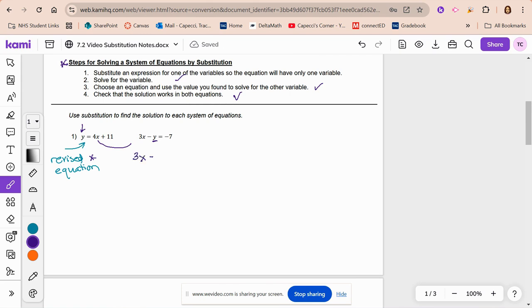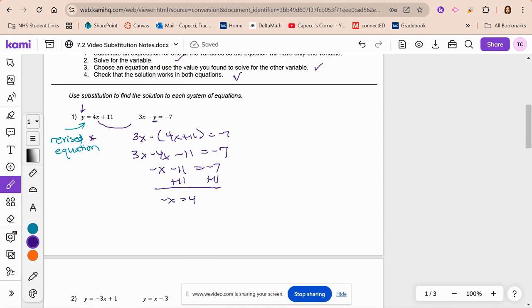So that gives me 3x minus, and this is where I stop, and instead of writing y, I'm going to put 4x plus 11, is equal to negative 7. Now I'm just going to do some algebra. So I have 3x minus 4x minus 11, because we have to distribute that negative sign, is equal to negative 7. That gives me negative x minus 11 is equal to negative 7. I add 11 to both sides, and I have negative x is equal to positive 4. Divide both sides by negative 1, and x is equal to negative 4.